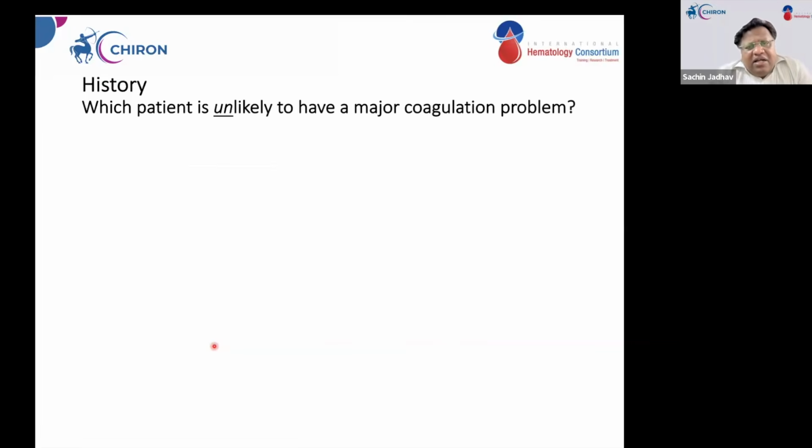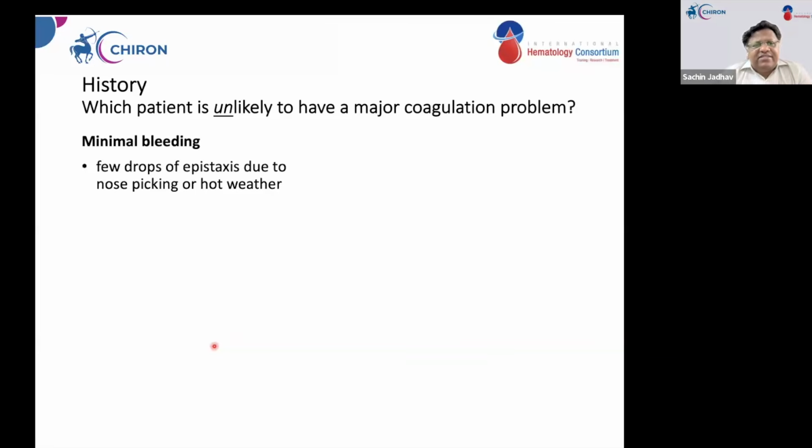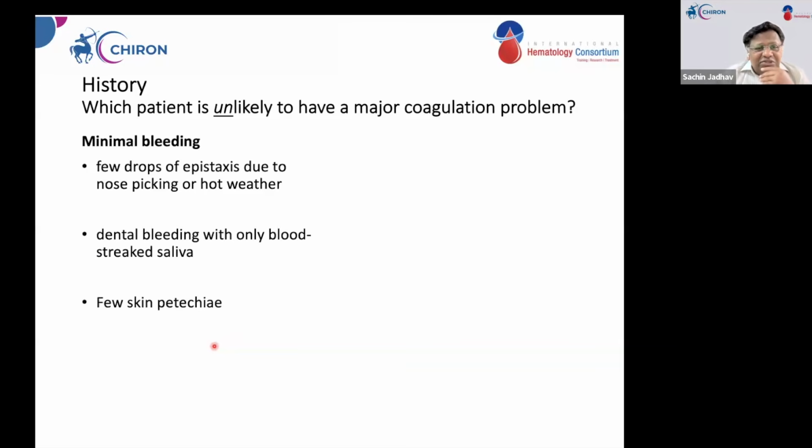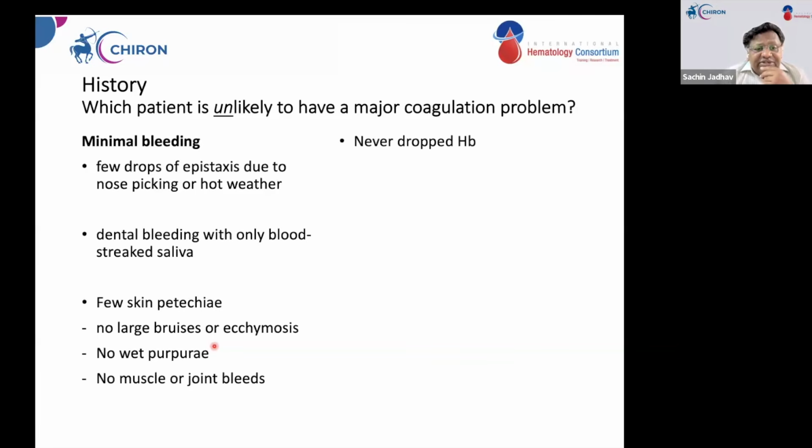Now, which patients are unlikely to have a major coagulation problem and you shouldn't bother too much? Those who have very minimal bleeding, few drops of epistaxis due to nose picking or hot weather, dental bleeding with some blood-streaked saliva might actually be due to gingivitis, might not be a coagulation issue at all, might be a local issue. There are a few minor skin petechiae, even after injury there is no bruising, minor bleeding, right? And no wet purpura, so no blood clots or purpura in the palate, tongue, cheek, gums, etc. No muscle or joint bleeding.